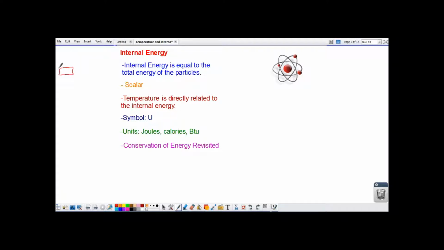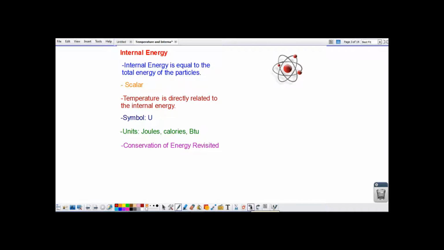So say I have a small object, and it's got a certain average kinetic energy. And then I've got a large object, and it has the same average kinetic energy. Well, the large object's going to have more energy overall, though. So you can kind of think of it that way. Temperature and internal energy are two different things.